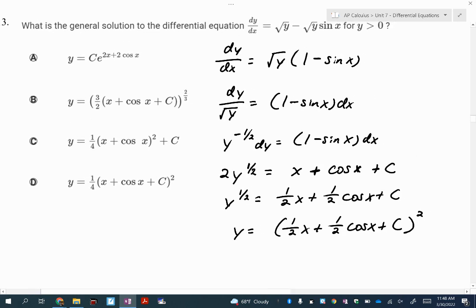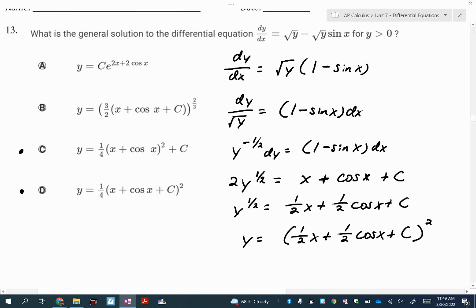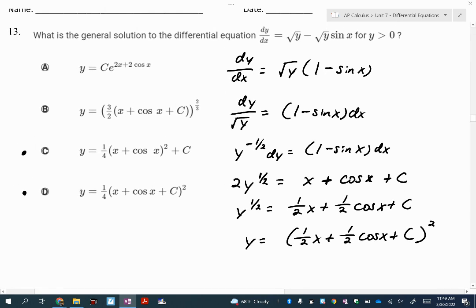When you look at your solutions, you're probably going to see that you're in between C and D. And they got the 1/4 by squaring the 1/2. But the key thing, like I mentioned in number 12, is that you'll notice in my answer that I wrote the C is inside the parentheses that's being squared.